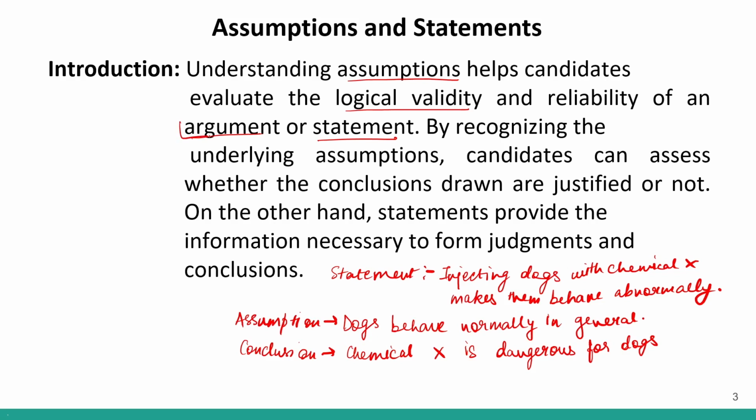Now we have another term, that is argument. What do you mean by argument? Argument basically means, for example, we have this statement that injecting dogs with chemical X makes them behave abnormally. Now we have two statements or two arguments given to us. The first is chemical X is given to mentally ill dogs. This is given in statement number 1.